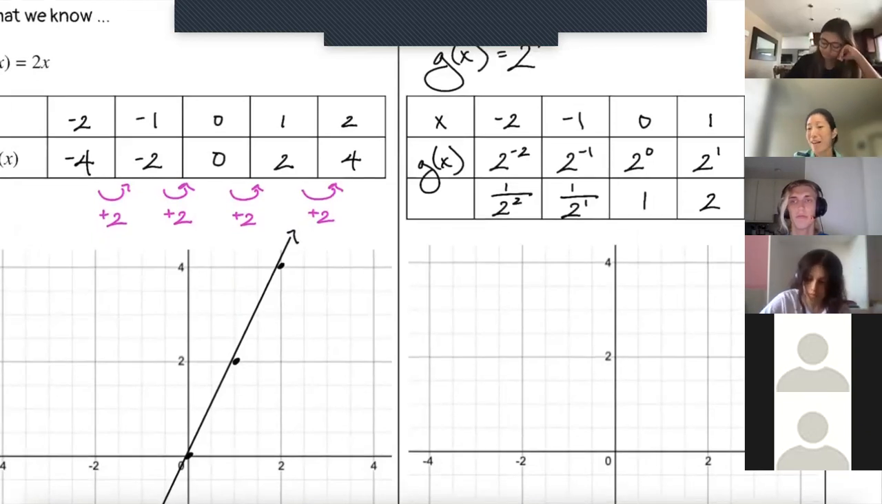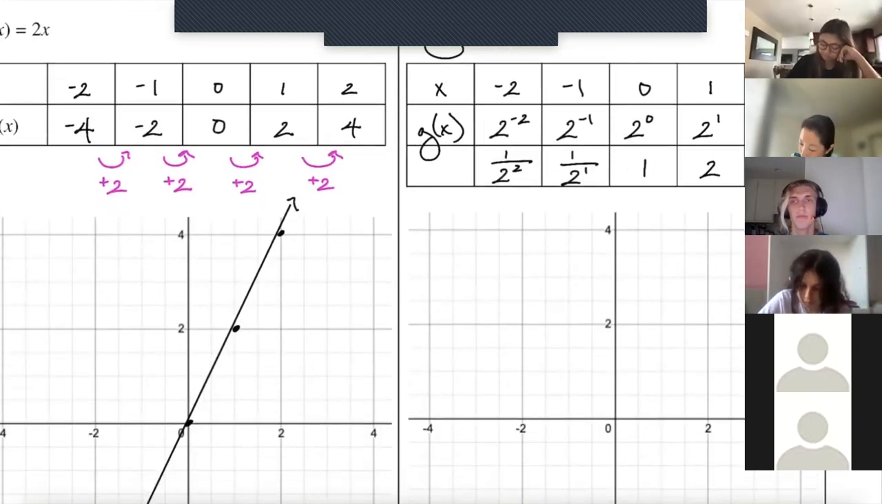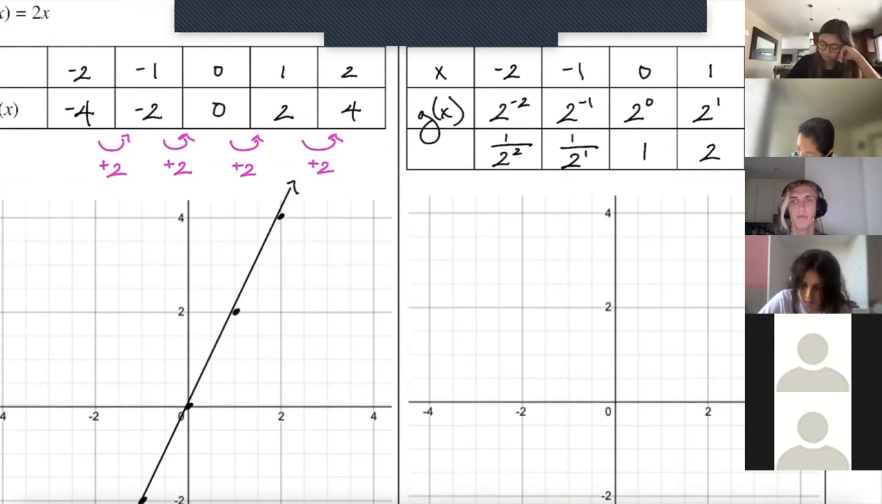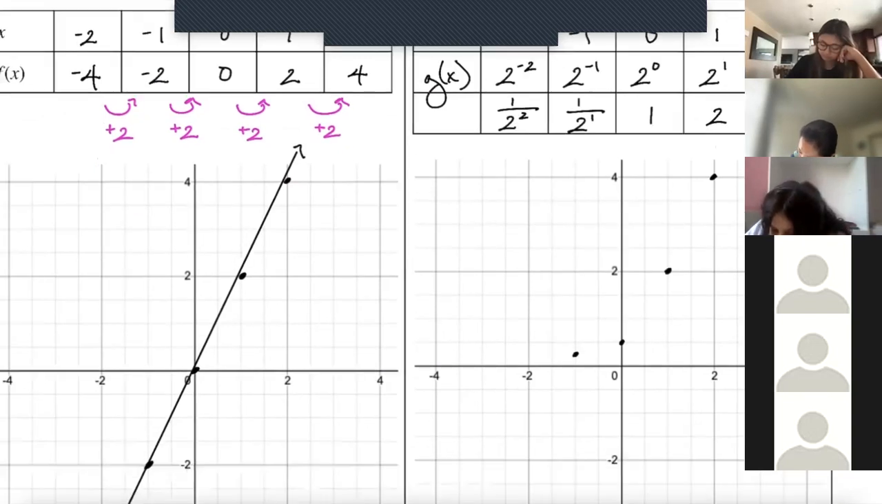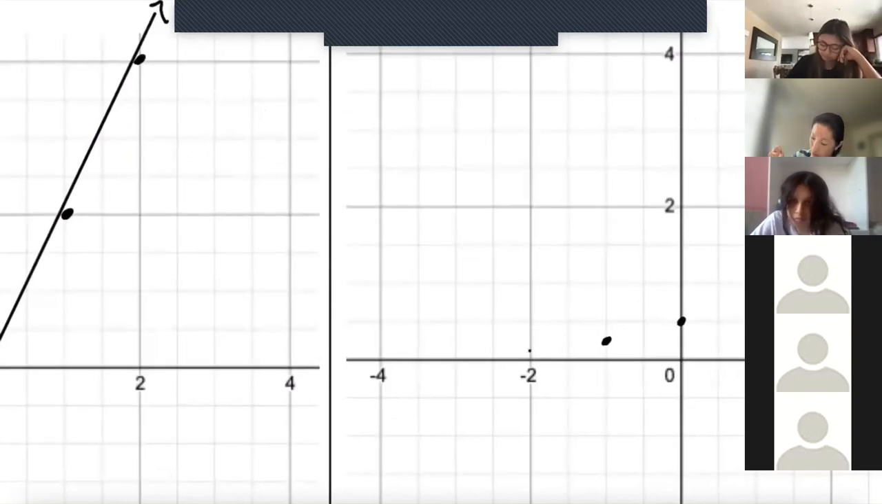All right, let's go ahead and plot those points here. So if we plot these points, we're going to get 0, 1. We have 1, 2. We have 2, 4. Right, those are the 3 points on the right-hand side. And if we plot the other ones, at -1, we'll get 1/2. And at -2, I'm going to get 1/4.